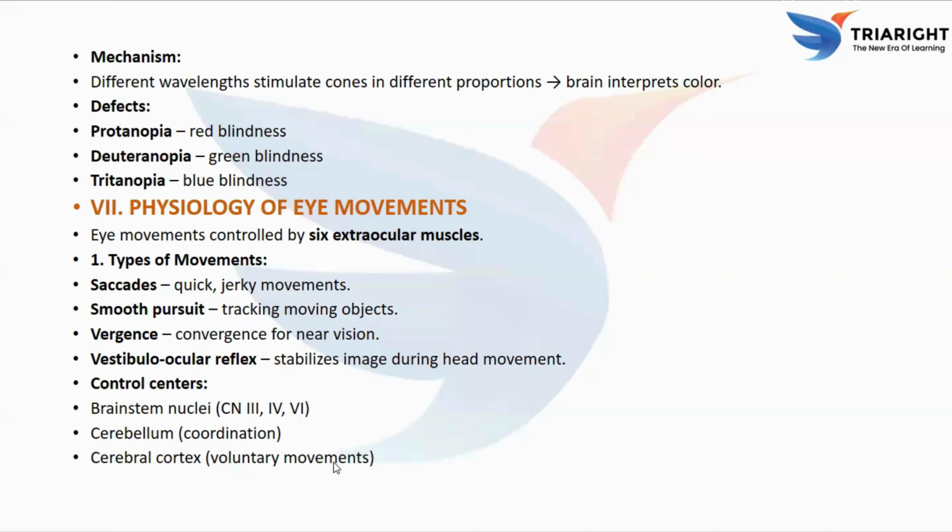These are responsible for the automatic and reflexive movements. Coming to the cerebellum, it coordinates the smoothness and also accuracy of the eye movement. The cerebellum is important for smooth pursuit plus VOR. And then the cerebral cortex controls the voluntary eye movements. For example, deciding to look left, look up, look to the side, or read. So these are the control centers of the eye movement.